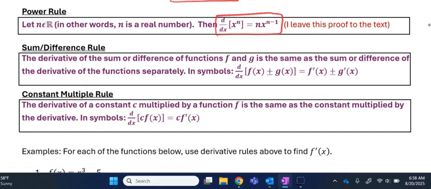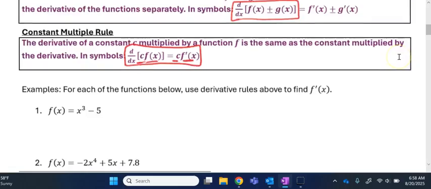A couple other rules just to introduce here at the beginning is that you can take the derivative of terms f(x) plus or minus g(x) individually. You can just take the derivative of f and g separately and add or subtract them at the end. That's what that's saying. The constant multiple rule says if you have a constant multiple times any function, but you're finding the derivative of that, then you can just leave that constant multiple out as a multiplier and just take the derivative of the function itself. All right, so those are 3 rules we're going to be utilizing here.